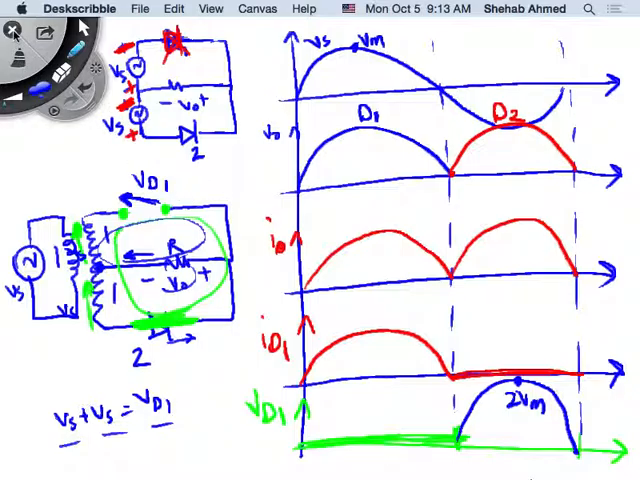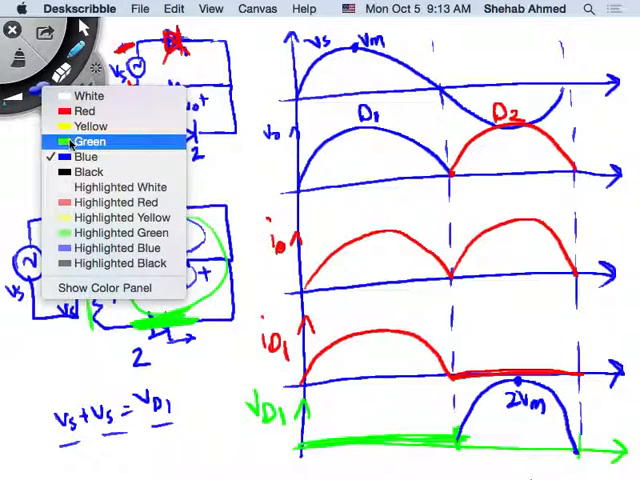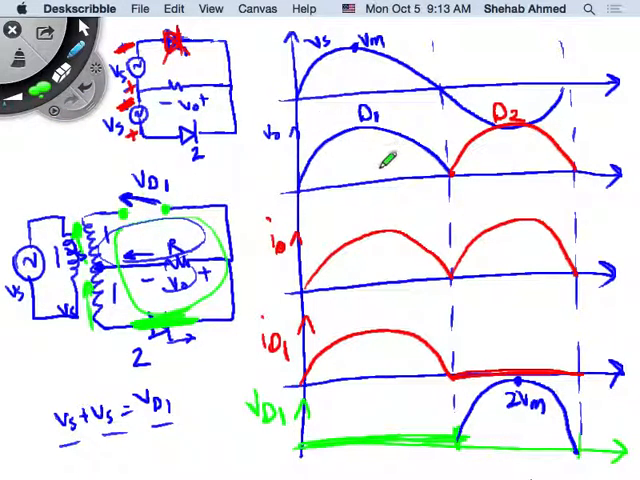Yeah. So it's called a center tapped rectifier, center tapped full wave rectifier. The current waveform, of course, is the same, right? Nothing changes for the current waveform versus the full wave rectifier output, right? So for the resistive case, the I output looks like this.